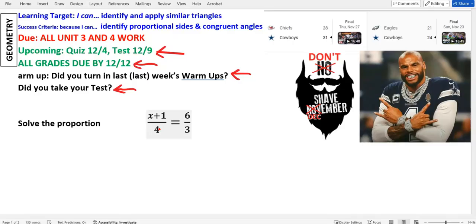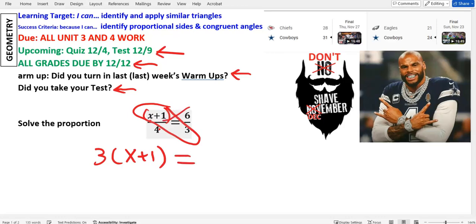Cross, multiply, and divide. So look, this expression needs to be in parentheses. It's x plus 1, right? In parentheses times 3. 3 parentheses x plus 1. Got to put equals. And then you cross multiply 6 and 4.